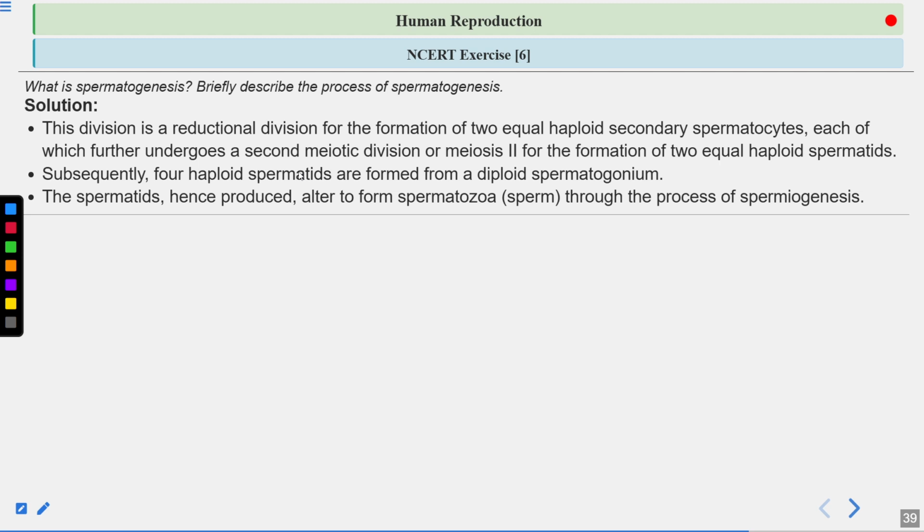Spermatids thus produced transform to form spermatozoa, also known as sperms. This transformation is known as spermiogenesis. So the transformation of spermatid into spermatozoa is known as spermiogenesis, and then spermiation occurs, where the mature spermatozoa are released from the seminiferous tubules.